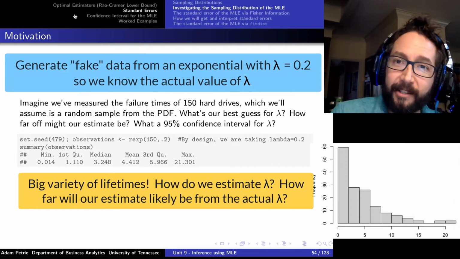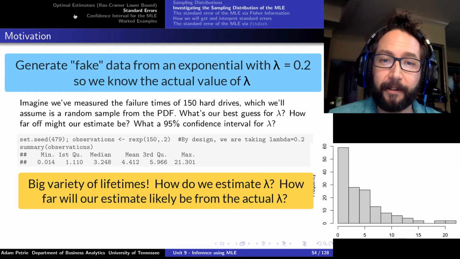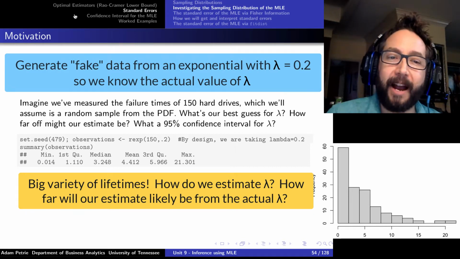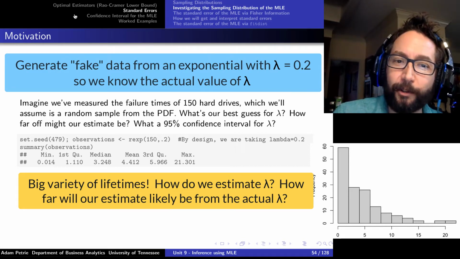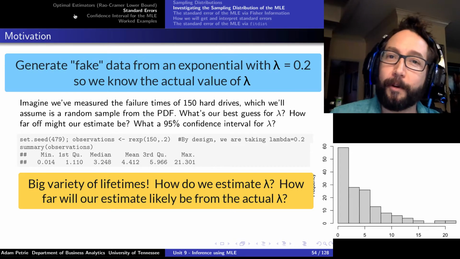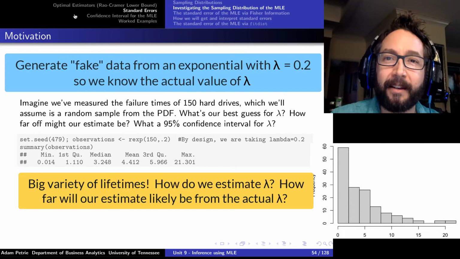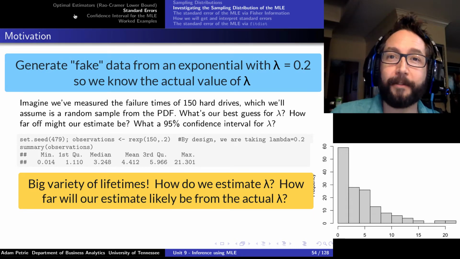So looking at a summary of the hard drive failure times, we find that the average is right about 4.4, but there's a pretty big variety, going from 0.014 all the way up to over 21.3. And so what do I need to measure about this data to come up with the best estimate for lambda?